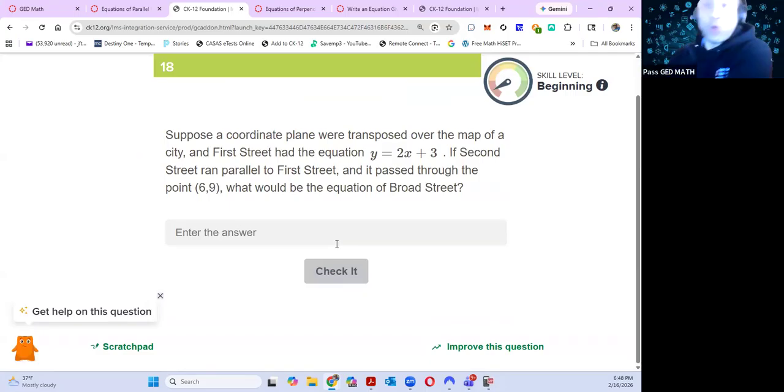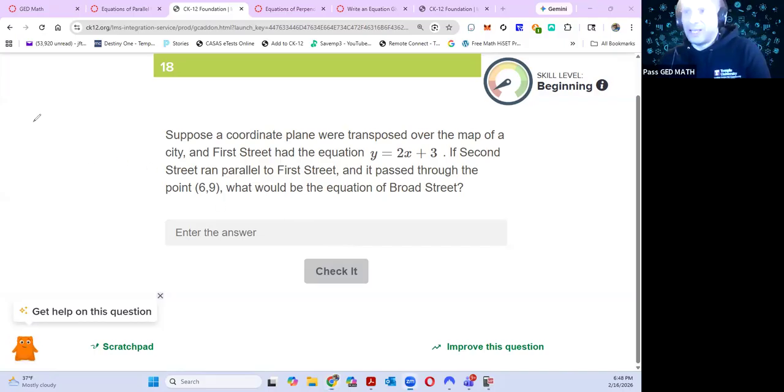Now, here's a word problem. Suppose a coordinate plane were transposed over a map of a city, and First Street had the equation y equals 2x plus 3. If Second Street ran parallel to First Street and it passed through the point (6, 9), what would be the equation of Second Street? Most people read that and say, I don't know. No, it's the same steps.